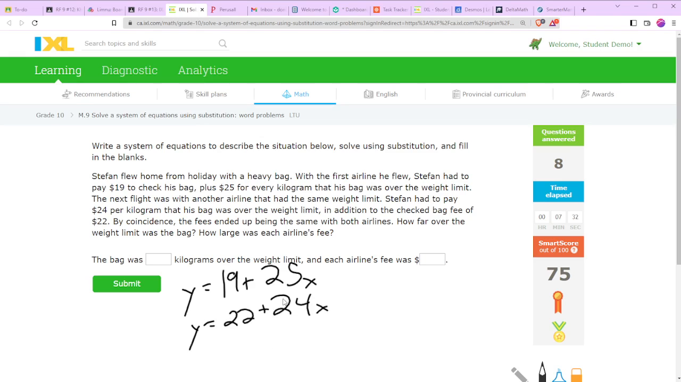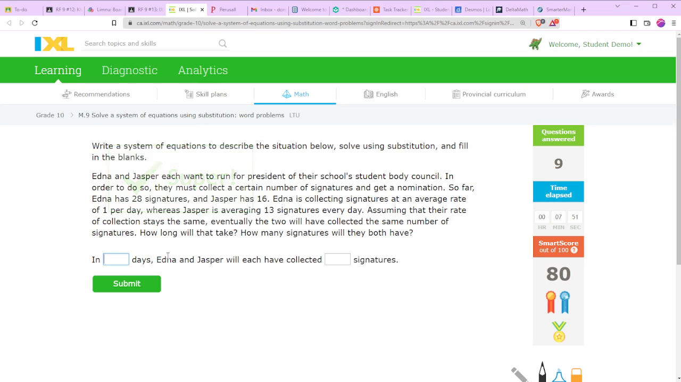Again, a difference of 3 here and a difference of 3 here. So if he's 3 kilograms over the limit, this would be 75 plus 19, which is 94. This would be 72 plus 22, which is 94. So 3 kilos cost $94, or 3 excess kilos.